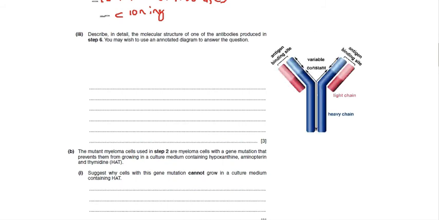And then they ask you to describe in detail the molecular structure of one of the antibodies produced in step 6. You may wish to use an annotated diagram to answer the question. Now here, if you remember, in AS you must have drawn the antibody. It goes something like this, right? I decided to get you a diagram from the net. So here we have the diagram. We have antigen binding sites, the variable region, and then the light chains and heavy chains. So you should draw like this.